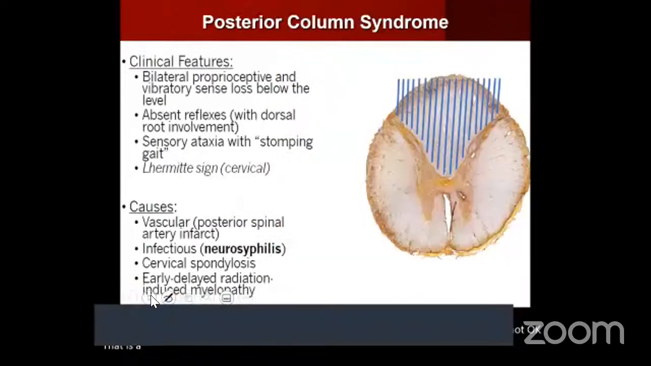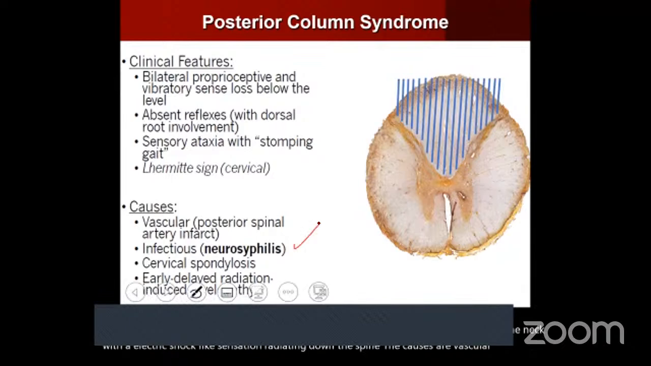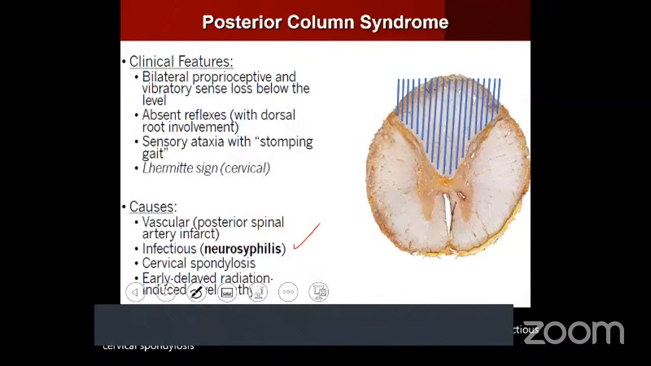Now there is one more thing that is called posterior column syndrome. Bilateral proprioceptive and vibration sensory loss below the level of the lesion. Absent reflexes because of the dorsal root involvement. There is a sensory ataxia, stomping gait. And if the problem is in the cervical region, you may get a Lhermitte sign, that is bending of the neck with an electric shock-like sensation radiating down the spine. The causes are vascular, infectious, cervical spondylosis, and delayed radiation effects can also give rise to this type of syndrome called posterior column syndrome.